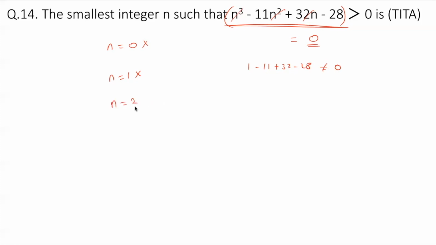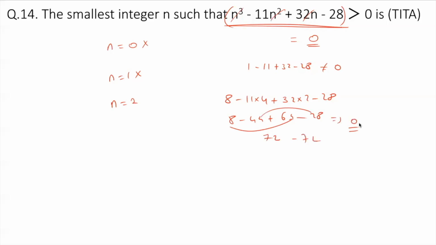Let's check for n is equal to 2. 2 cube is 8, minus 11 into 2 square, 4, plus 32 into 2, minus 28. That will be 8 minus 44 plus 64 minus 28. 8 plus 64 is 72. Minus 44 minus 28 is also minus 72. Yes, this gives you a 0. And that tells me that the first possible root or the first possible solution to this given equation is n is equal to 2.